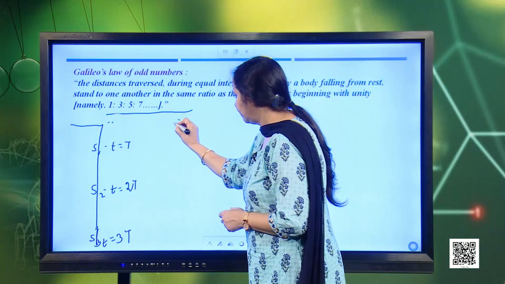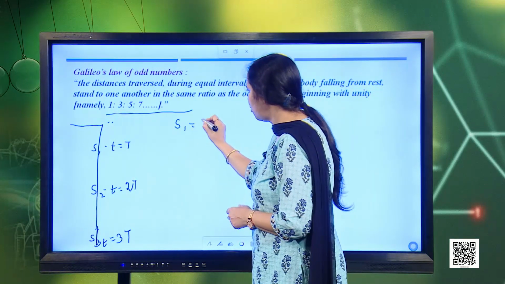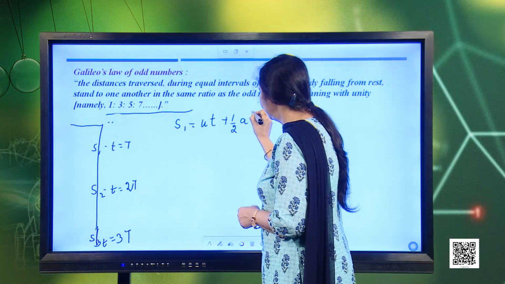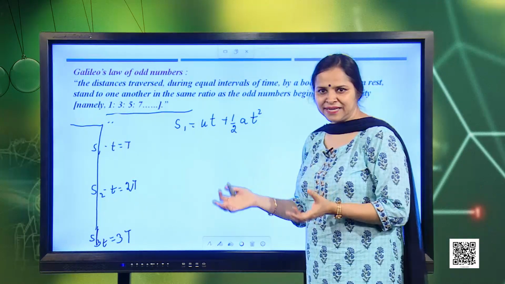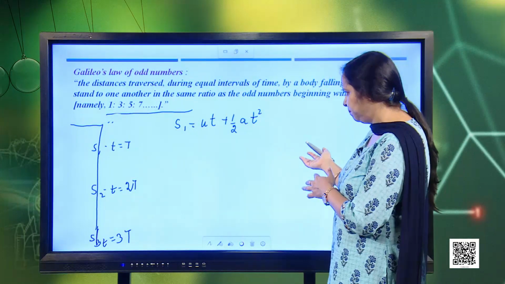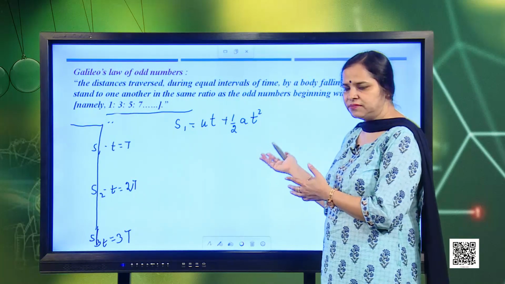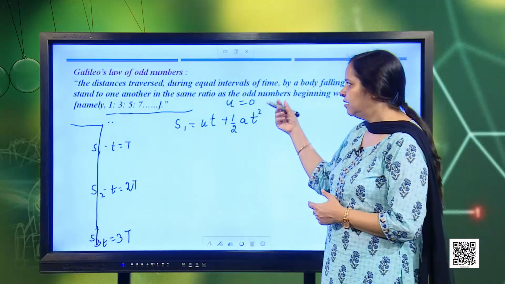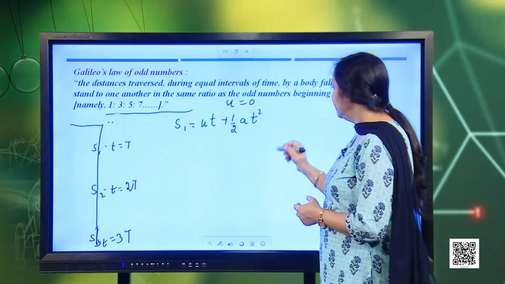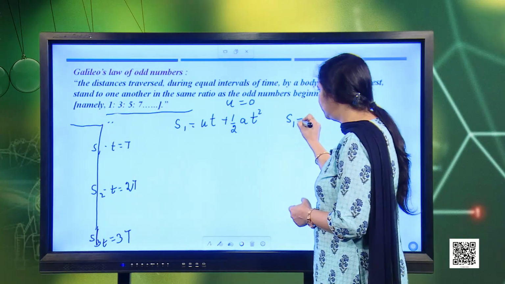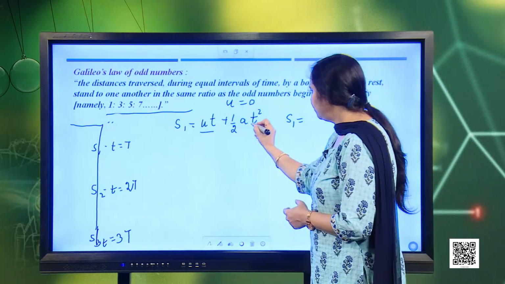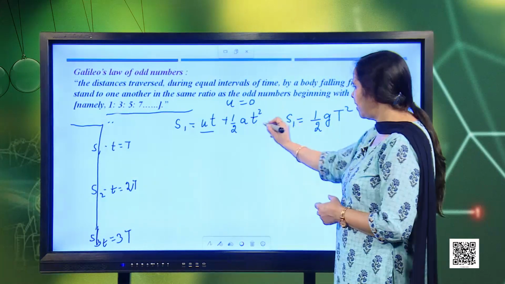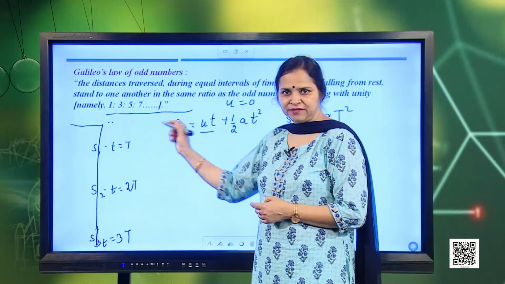So for S1, using the formula ut plus half at square, if I just talk about the magnitude of a, a is equal to g, and u is equal to 0. Here the initial velocity is 0 since the body is being dropped freely from this height. So we get S1 equal to half g t square, keeping the value of small t to be capital T, which we assumed here.